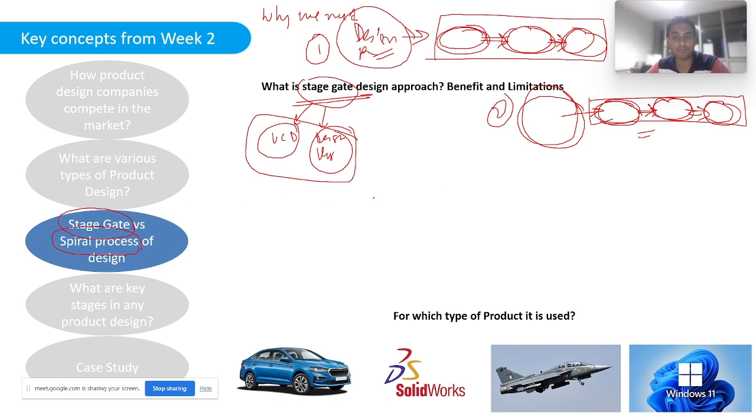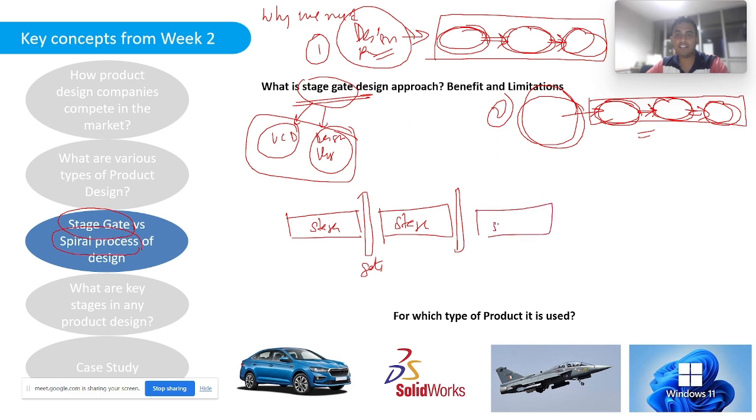One is called stage gate. So what is a stage gate process? In a stage gate process, we have a stage, then a gate, then a stage, then a gate. Like that, it can be many stages and many gates. In each stage you perform a different activity. You can also say these are stages or phases.